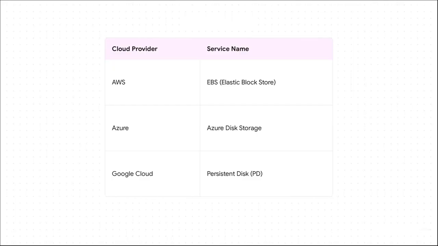And yep, you guessed it, the major players have you covered. AWS has its Elastic Block Store, or EBS. Azure has Azure Disk Storage, and Google Cloud calls theirs Persistent Disk. These are basically the virtual hard drives that are powering millions and millions of servers all over the world.